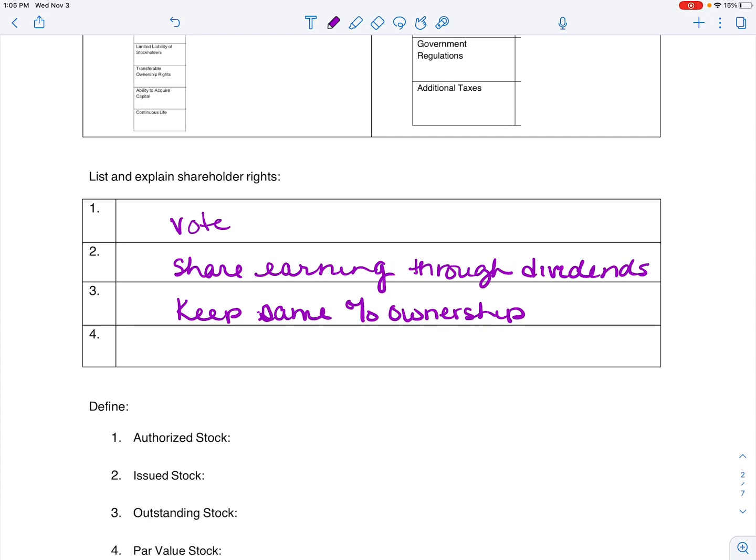And then finally, as a shareholder, you can share in the assets upon liquidation. So if a company is closing, once those creditors are paid, you will get the share of your assets.